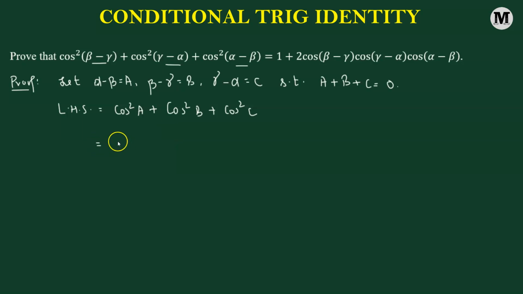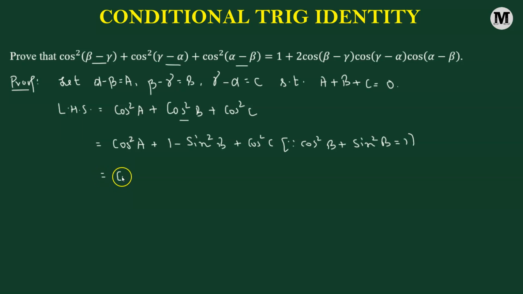Fine. Now what we'll do is transform cosine squared B to its equivalent in sine squared. So we get cosine squared A added to 1 minus sine squared B plus cosine squared C, using the fact that cosine squared B added to sine squared B equals 1. Fine. Next, we're going to rearrange the terms. We'll combine cosine squared A and sine squared B, then we have cosine squared C added to 1.